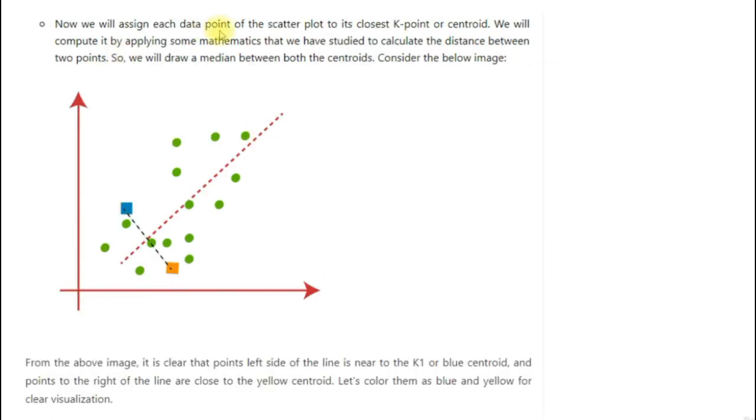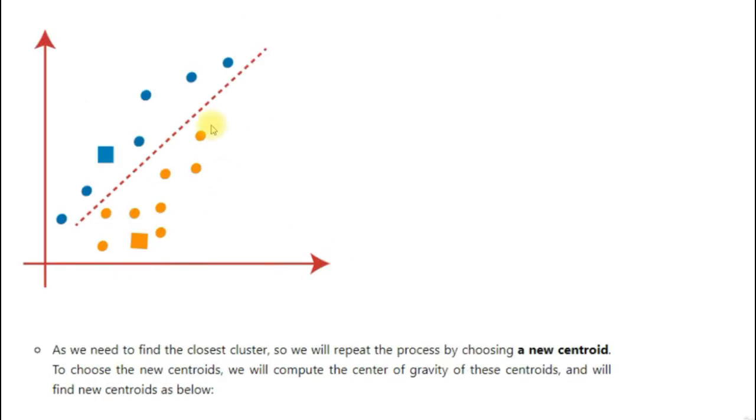Now we will assign each data point of the scatter plot to its closest k point or centroid. We will compute it by applying the mathematics that we have studied to calculate the distance between 2 points. So we'll draw a median line between both the centroids. From the above image, it is clear that the points on the left side of the line lie near k1, the blue cluster center, and points on the right side of the line are close to the yellow centroid. So let's color them blue and yellow for clear visualization. This is the initial two clusters that we have made after selecting random centroids.